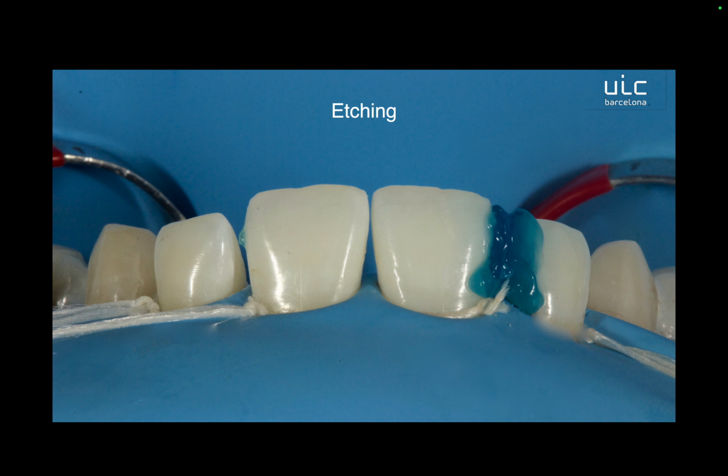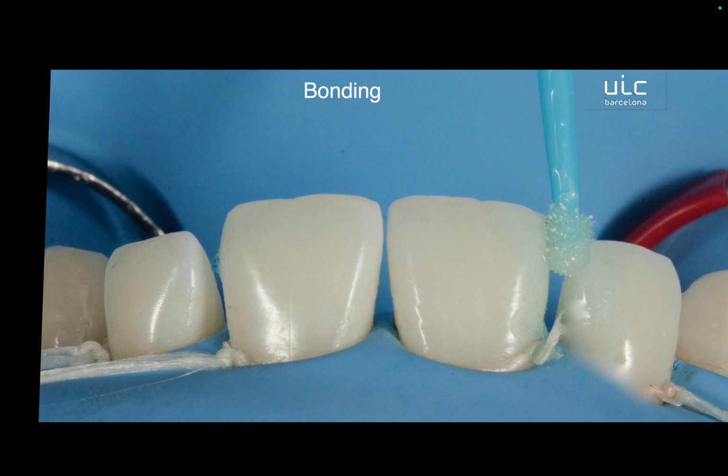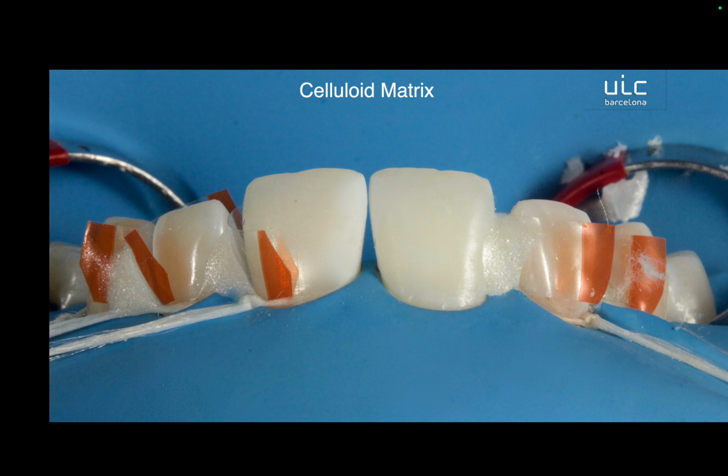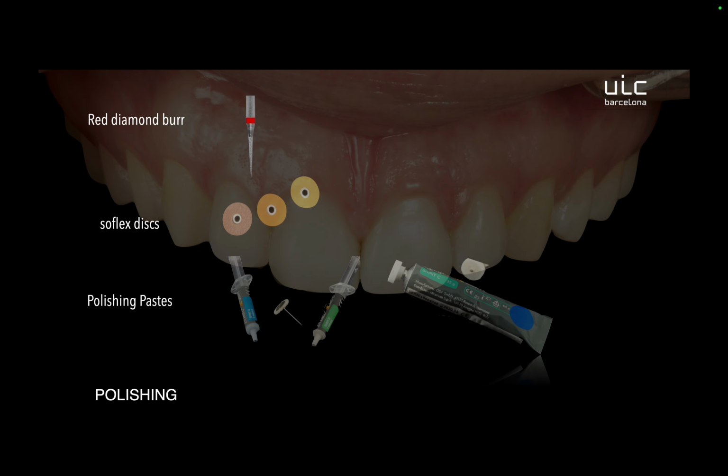We start with our acid, adhesive, and then we put our matrix. Here we use a special matrix, a celluloid one, in order to close it, and we place wedges in order to keep it in their mouth. After we apply the composite, we should do all these steps. So we do the composite first.